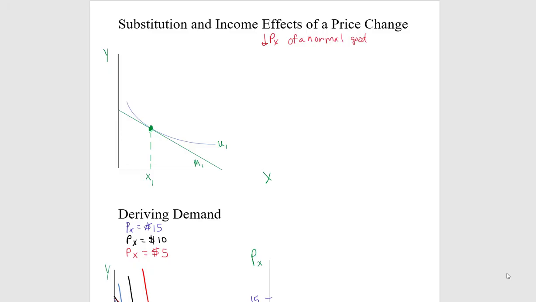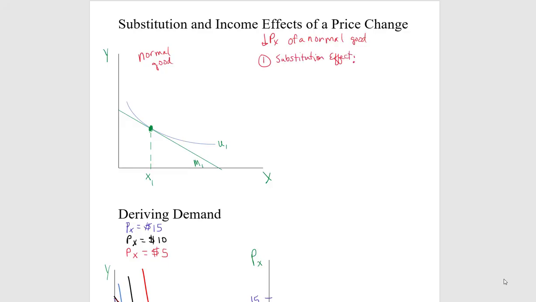What we want to do is see the impact that that price change has on the optimal basket that the consumer will choose to consume, divided down into two pieces. So again, assuming this is a normal good and that our price is going down, we're going to look at these two pieces. The first piece is the substitution effect.